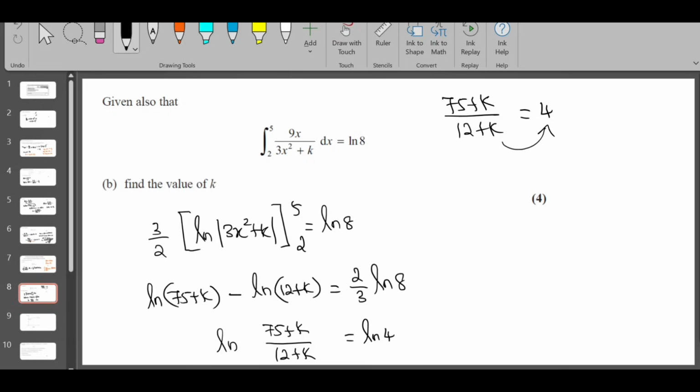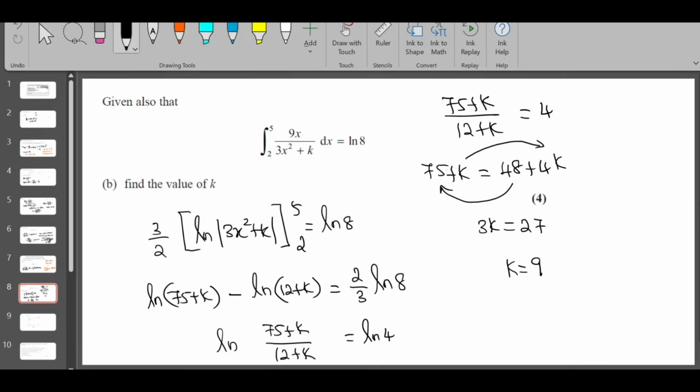Bring the denominator here and make k as a subject. 75 plus k is 4 times 12, 48 plus 4k. So 4k minus k, 75 minus 48. 75 minus 48 is 27. So you will get 3k is equal to 27, k is equal to 9. That's all. It's a 4 mark question.